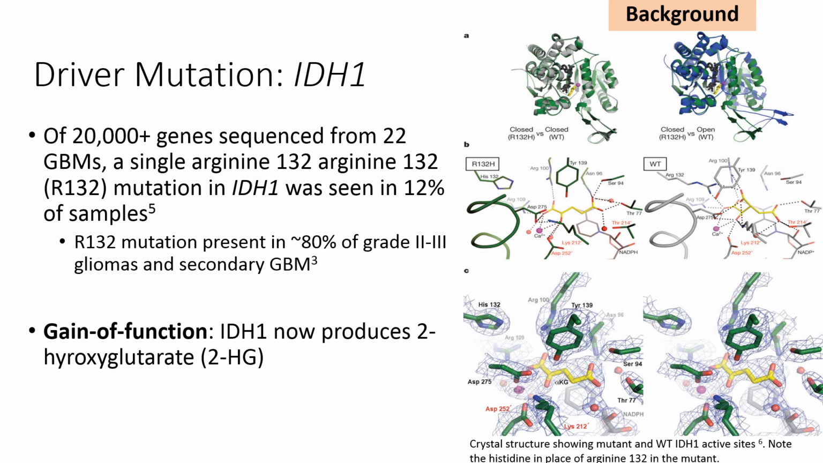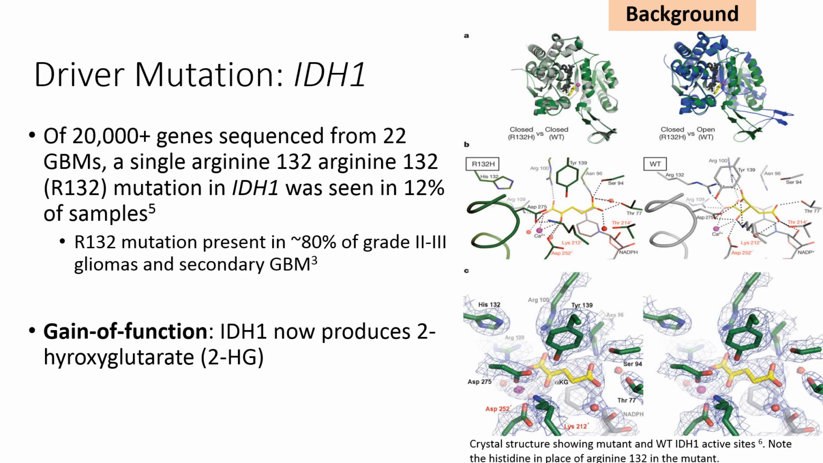Now, interestingly enough, in 2008, a study sequenced more than 20,000 genes from 22 GBMs and identified a shared point mutation in IDH1 at arginine 132. On the right, we can see a crystal structure showing mutant and wild-type isocitrate dehydrogenase 1 active sites. Note the histidine in place of arginine 132 in the mutant. In all, a shared point mutation in IDH1 at this location was found in around 12% of the samples. Subsequent studies determined this mutation was present in about 80% of grade 2 and 3 gliomas and secondary GBMs.